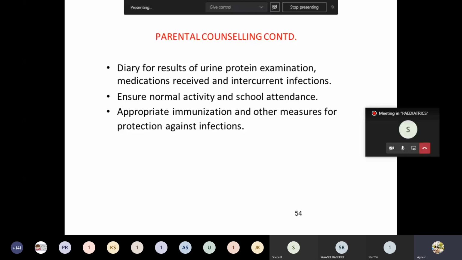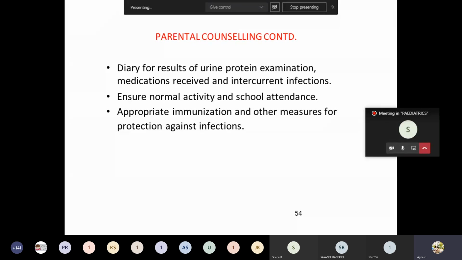So a diary has to be maintained. They have to maintain the diary. What medication the child received and what the child's urine protein was has to be noted down on a small paper or a diary. Okay, and the presence of any infection signs or symptoms should also be noted. We have to instruct the parents not to restrict the child's activities. They can go for normal activities, and they can go to school. They can attend school. There are no restrictions for children. They can attend day-to-day activities.